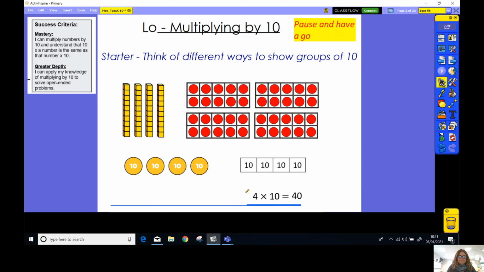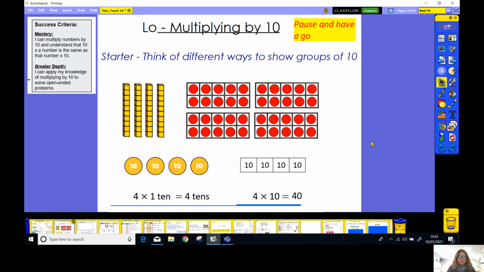Here are my ideas. Here I've got 4 Dienes, 10s. 1 group of 10, 2 groups of 10, 3 groups of 10 and 4 groups of 10. And here I've got counters, the same number, just presented in a different way, 4 groups of 10. And then there's another way, our bar model way. And here I've done it in numbers and words: 4 times 10 equals 4 tens, or 4 times 10 equals 40.